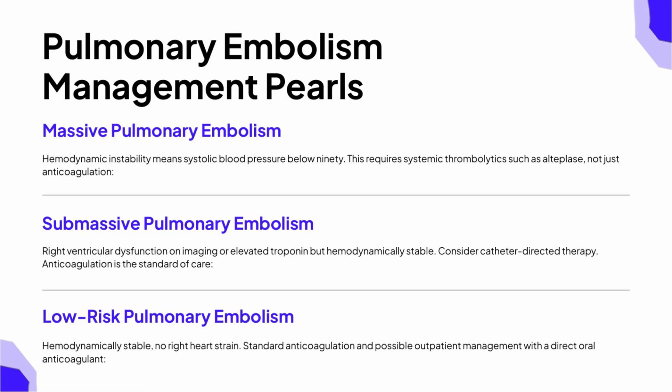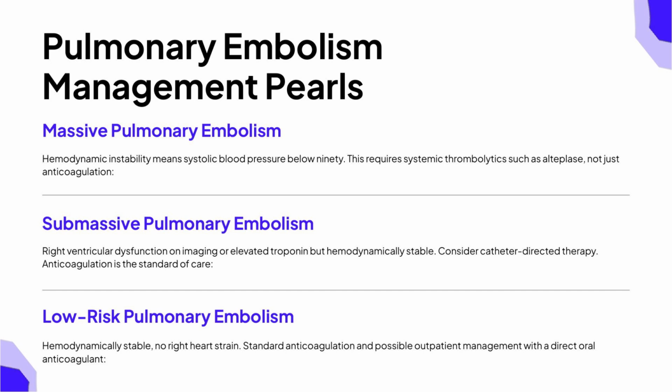Let us review the management pearls for pulmonary embolism because the boards stratify treatment by severity. Massive pulmonary embolism means hemodynamic instability with systolic blood pressure below 90. These patients need systemic thrombolytics like alteplase.